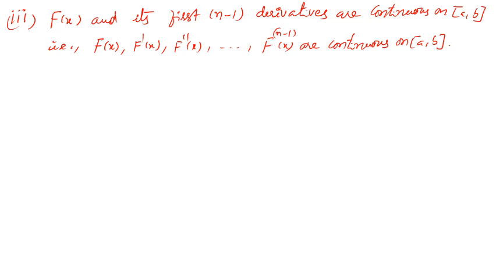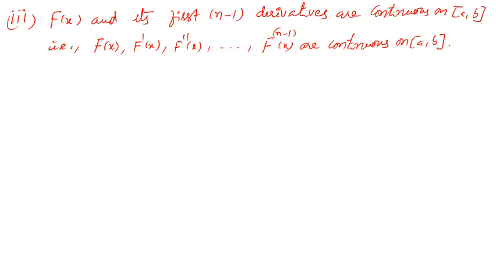Then function F of x is called what? Spline function. So the spline function definition: it is a function satisfying interpolatory conditions, first one. Second one, on each subinterval it must be a polynomial of degree n. And third condition, if it is a polynomial of degree n, then its n minus 1 derivatives are continuous.